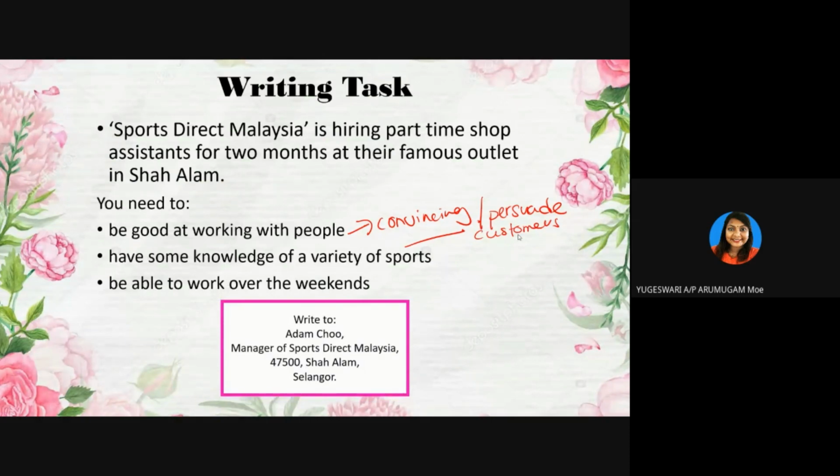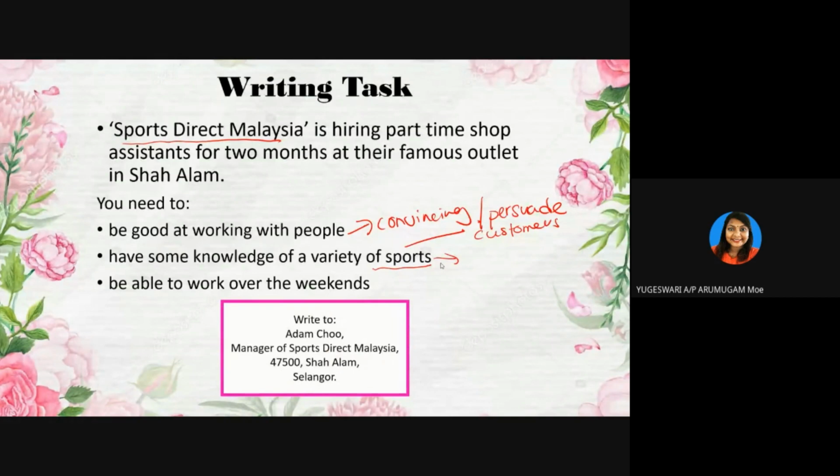All right, next, have some knowledge of a variety of sports. Since you're working at Sports Direct Malaysia, of course, this is a sports equipment shop. Definitely, you need to know at least a bit about sports. For example, what to wear when you're playing football. Of course, I don't think it's suitable to wear a skirt for football, unless it's a fancy dress competition, then it's a different story altogether. So what clothing and apparel do they need to wear? What type of shoes? Not all types of shoes are suitable to play football, and most of you are football players.